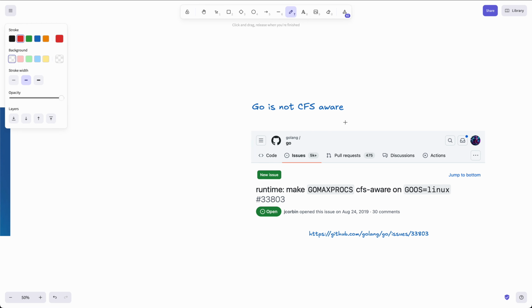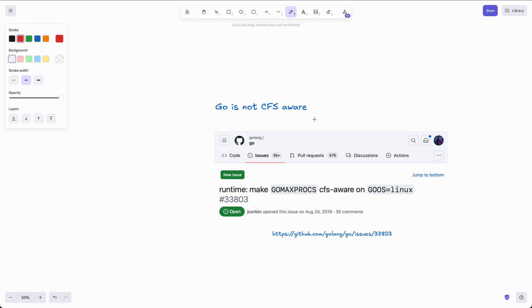Well, Go is not actually CFS aware, and we know that Docker uses CFS to impose these limits. So because Go isn't CFS aware, it's not going to understand these limits. It's just going to default back to using the number of CPUs of the host, and that's the whole purpose of the runtime.NumCPU function, as I mentioned earlier: to grab the number of CPUs of the host and then set that to GoMaxProcs.